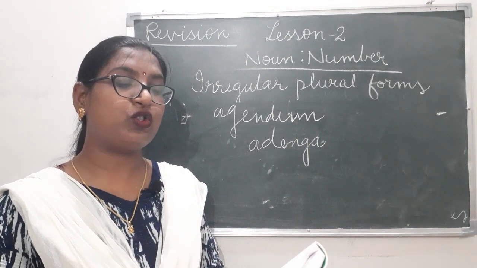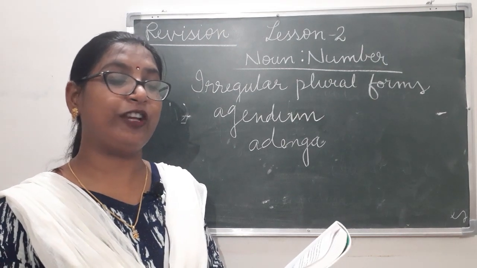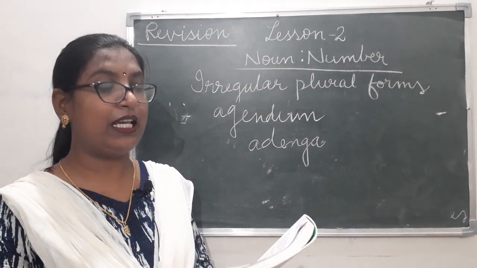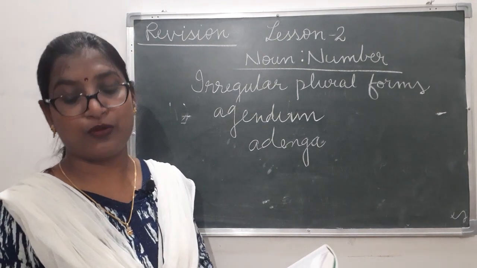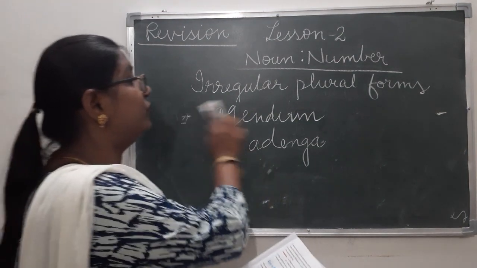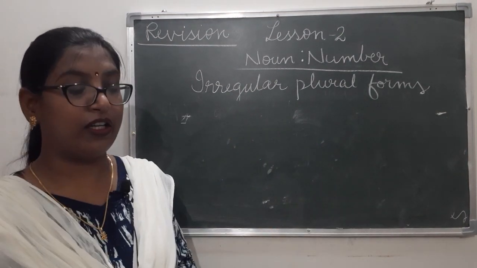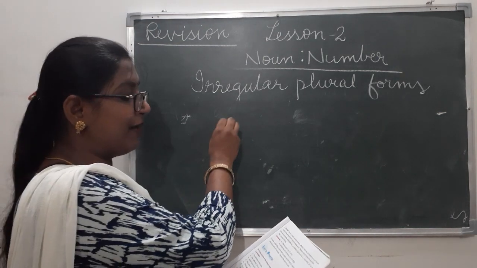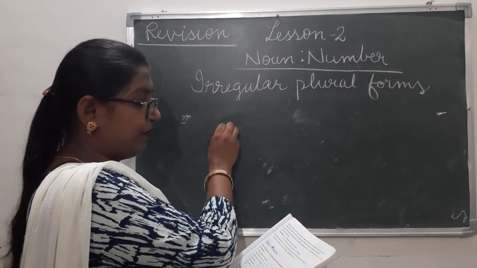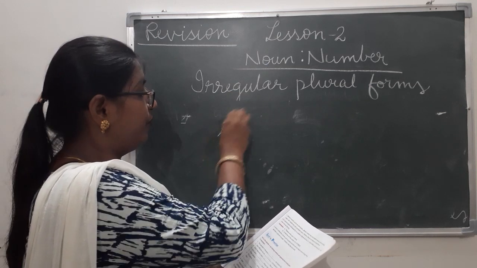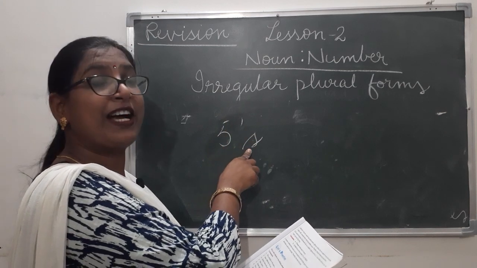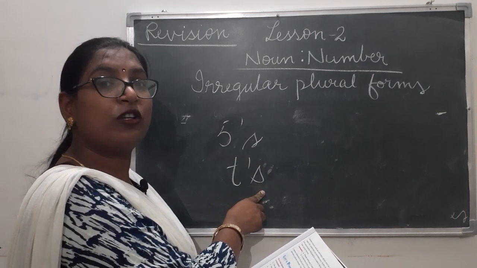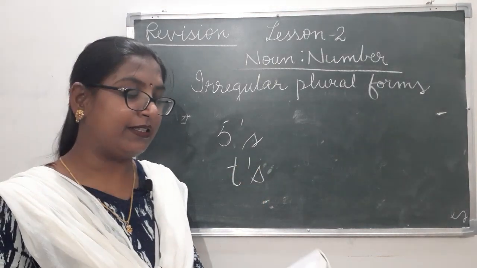Next is, an apostrophe followed by s is added to figures such as 1, 2, 3, 4 and letters such as A, B, C in their plural forms. When we want to indicate the plural forms of letters or numbers, we add apostrophe s with them. For example, 5 apostrophe s indicates fives, the plural form of 5. T apostrophe s indicates the plural form of T, teas.